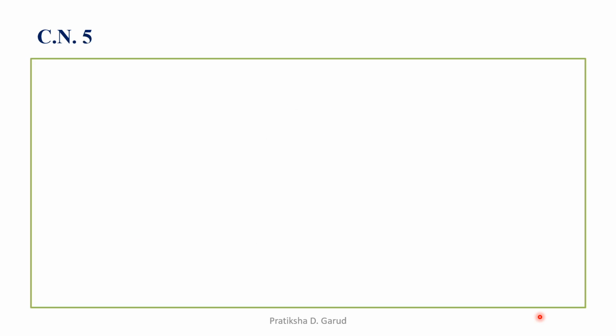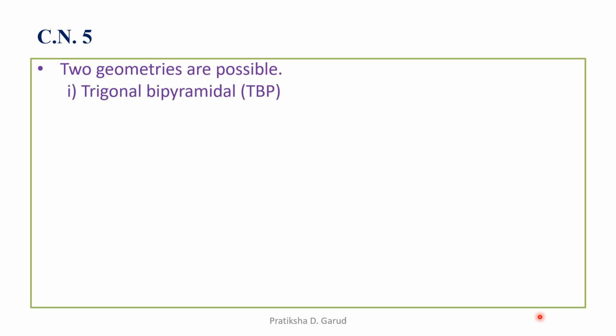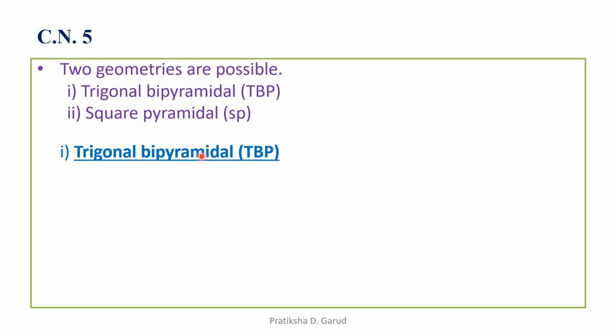Then the next is coordination number 5. 5 means the central metal atom or ion is surrounded by 5 ligands. For this, two geometries are possible. The first one is the trigonal bipyramidal, which is called the TBP, and the second geometry is known as the square pyramidal or SP. These are the short forms. First is the trigonal bipyramidal, second is the square pyramidal. So let's start with the first one, the trigonal bipyramidal.